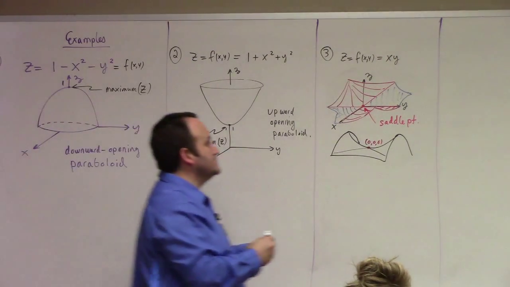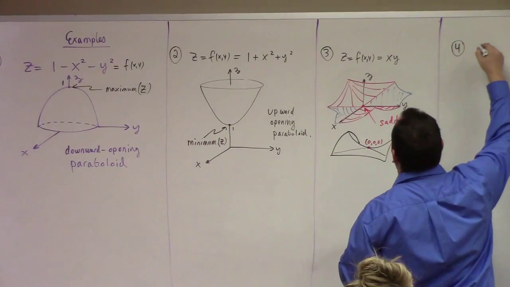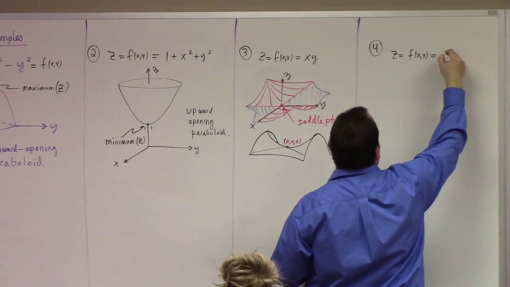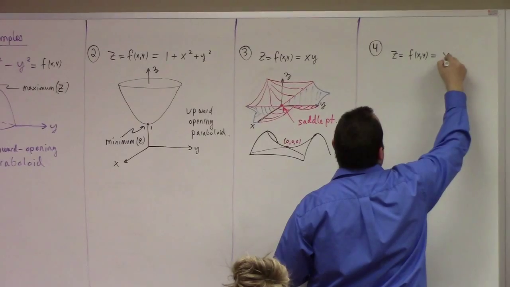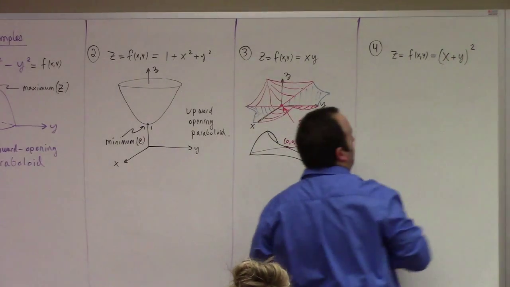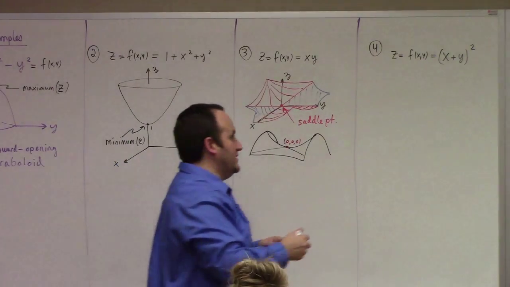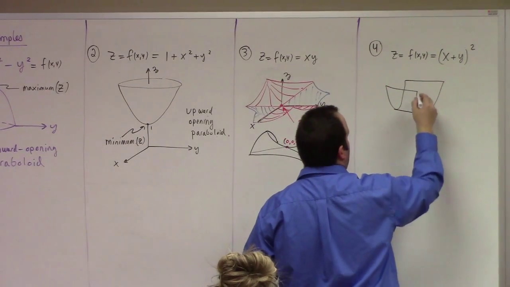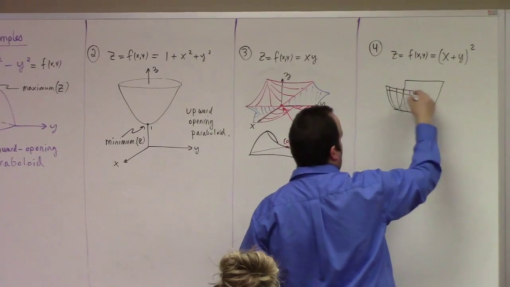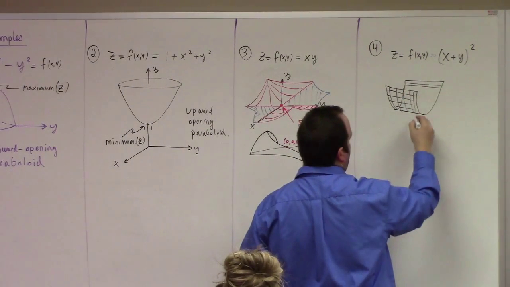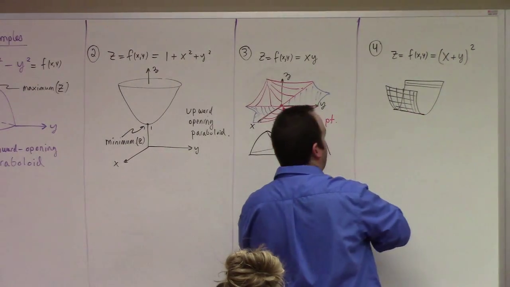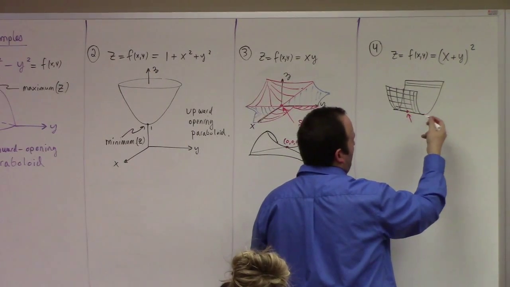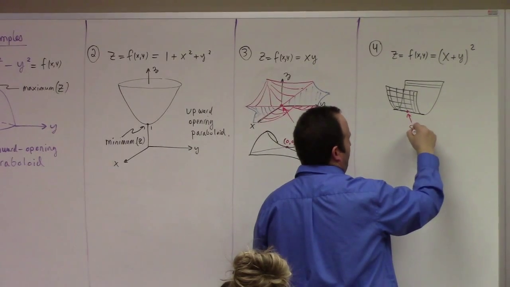A fourth example, I think last time also, something like z equals f of x y equals, say, x plus y quantity squared. This is going to look like a trough. So the origin would be something like here. And so this is, well, it's kind of a minimum, right? It's sort of a minimum.